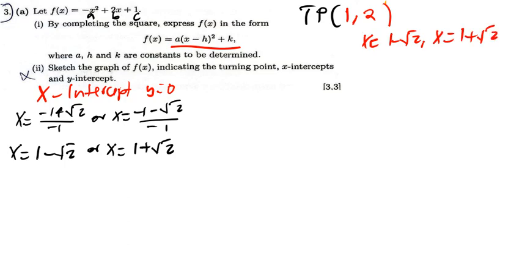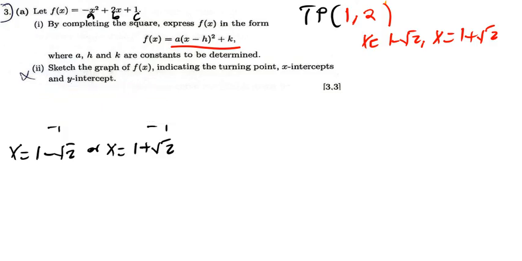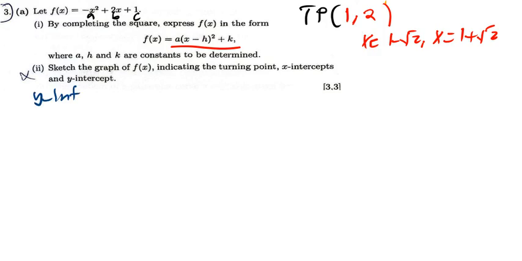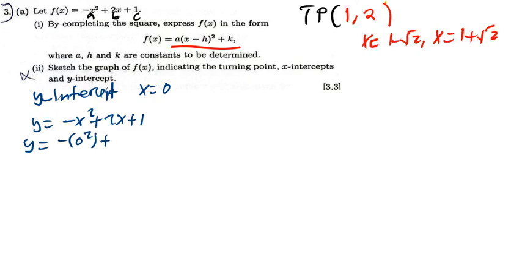So to find the y-intercept, how do we find it? You have to equate x equal to 0. What is happening, guys, is y is equal to negative x squared plus 2x plus 1. Plug in 0 where there is x. So y will be equal to, this is plus 1, everything else is going to be 0, so y is 1.